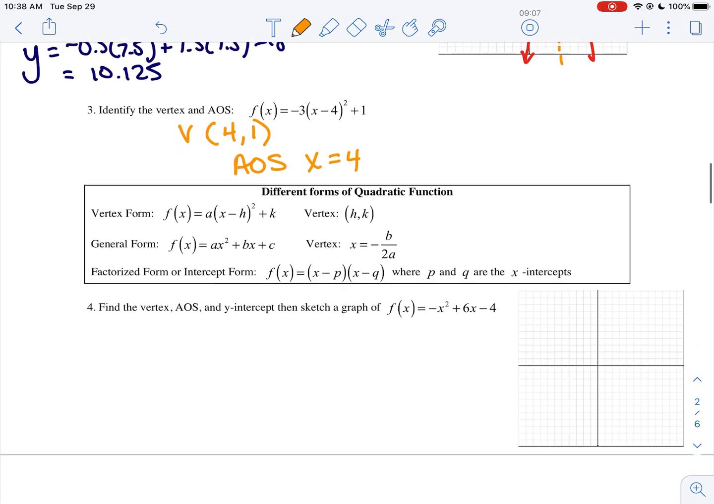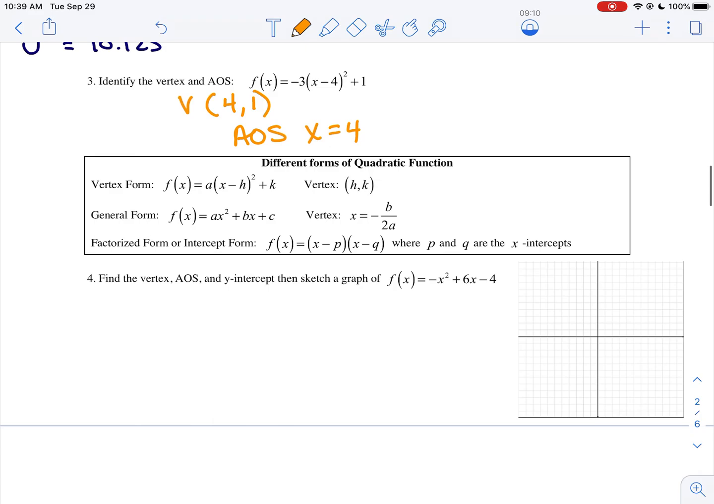All right, here's all the different forms of a quadratic function. Vertex form, then the vertex is (h, k). The general form or standard form, the vertex is x equals -b over 2a. And then factored form or intercept form is (x minus p) times (x minus q), where p and q are the x-intercepts.